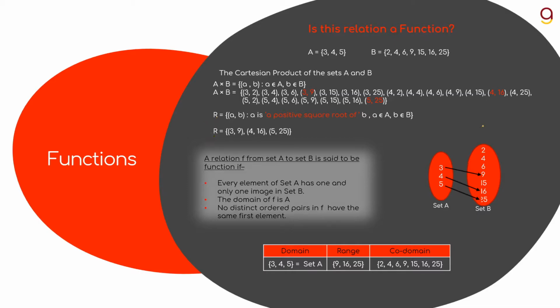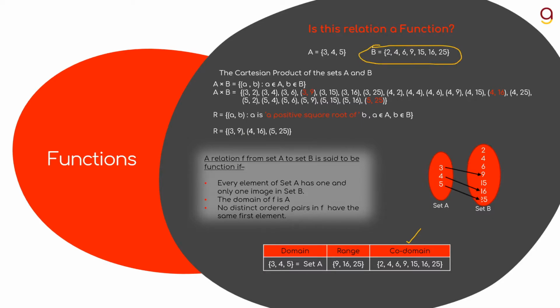Let's find the domain, range and codomain for the relation. Domain is the set of all first components of the ordered pair belonging to R. Thus 3, 4 and 5. These 3 elements are the elements of the set domain. Next, range. Range is the set of all second components of the ordered pair belonging to R. Thus 9, 16 and 25 are the elements of the set range. And codomain. Codomain is the whole set B.